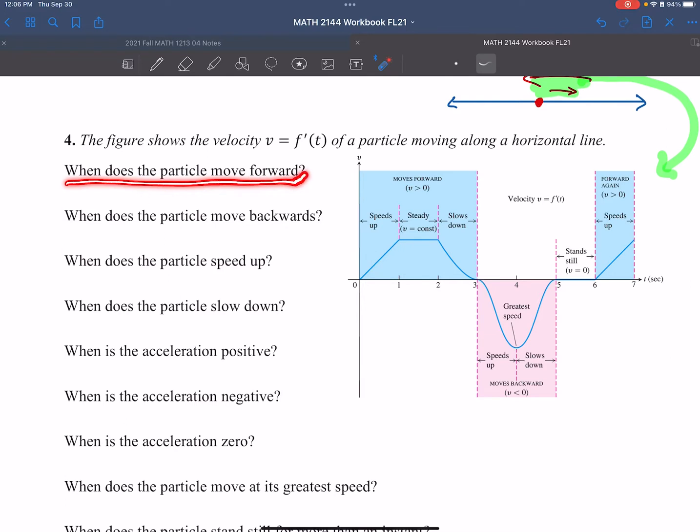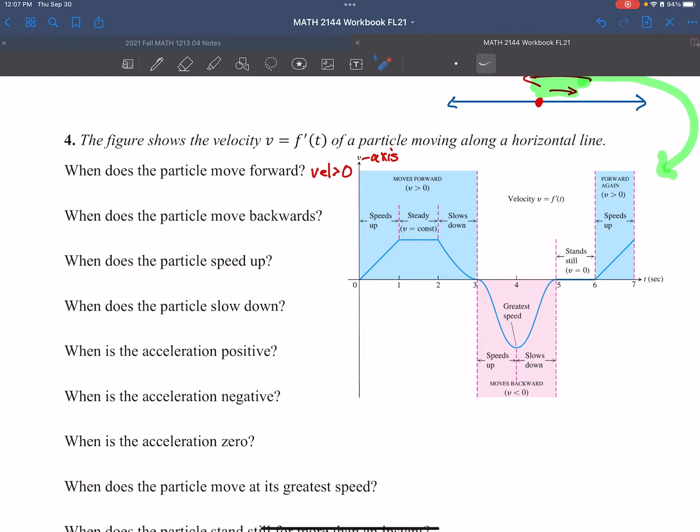If you think about velocity, velocity tells us two things. It's going to tell us the speed and direction. So when the particle is moving forward, we're considering the scenario essentially when the velocity is greater than 0. So if we're thinking about the velocity right here, remember that we're going to be considering essentially the y-axis, or in this case, this is the v-axis. So again, remember the vertical axis represents the velocity here. So we're going to be looking at our vertical axis.